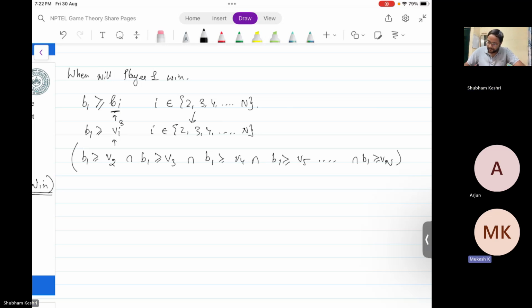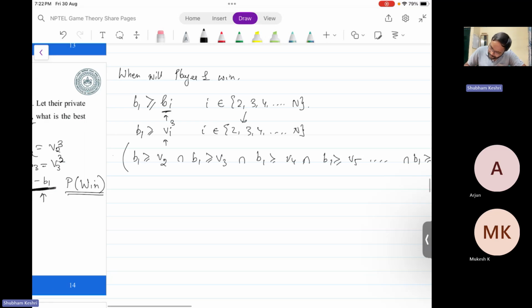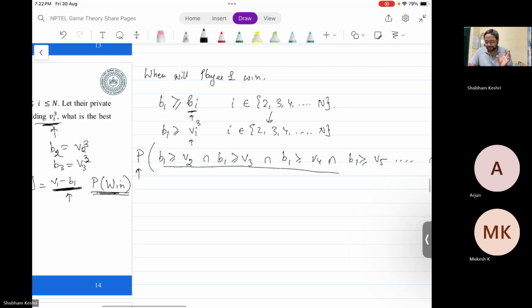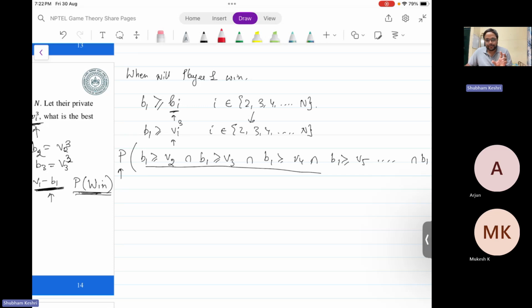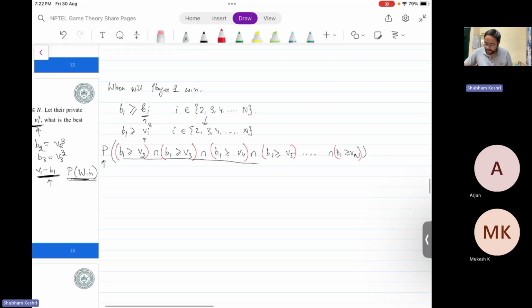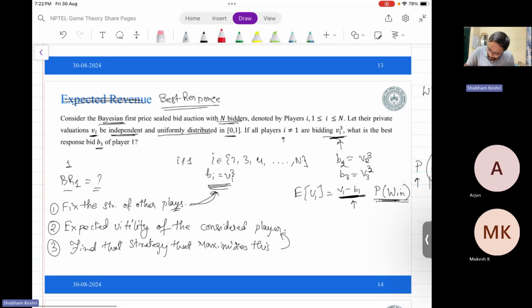Now, when you are trying to calculate the probability of this event, what are we interested in? Probability of winning. When will he win? This is the event of winning, and we are trying to calculate the probability of this event. This is one event, this is one event, and so on till this event. Now you see the term is independent.